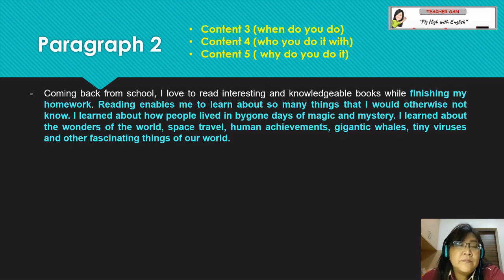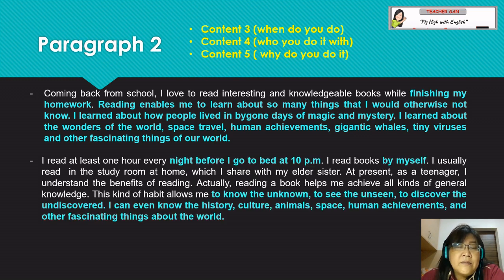The next example, which is example 4: I read at least 1 hour every night before I go to bed at 10 p.m. I read books by myself. I usually read in the study room at home, which I share with my elder sister.